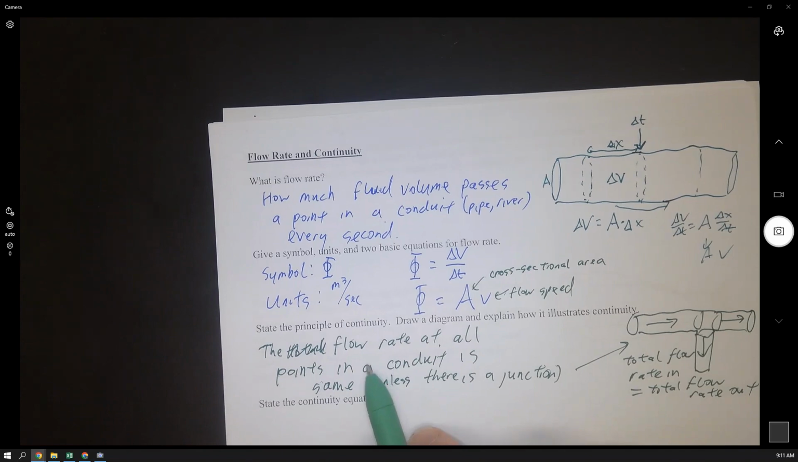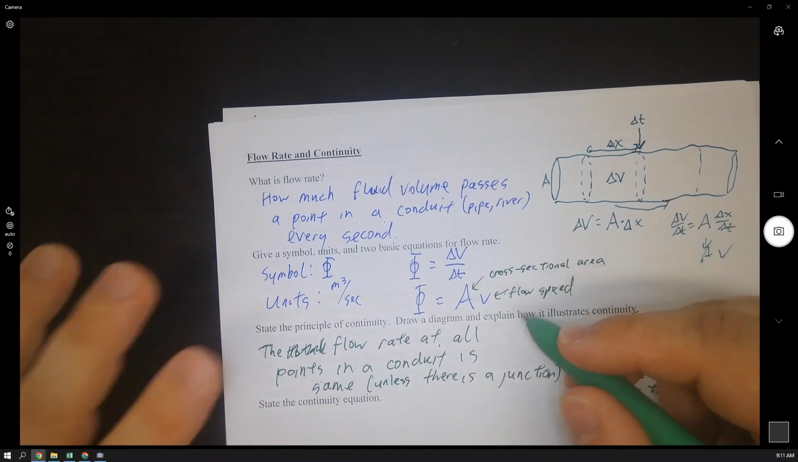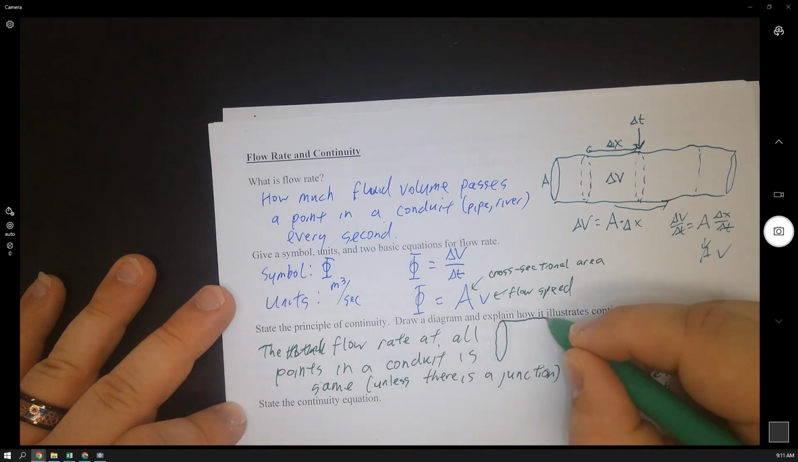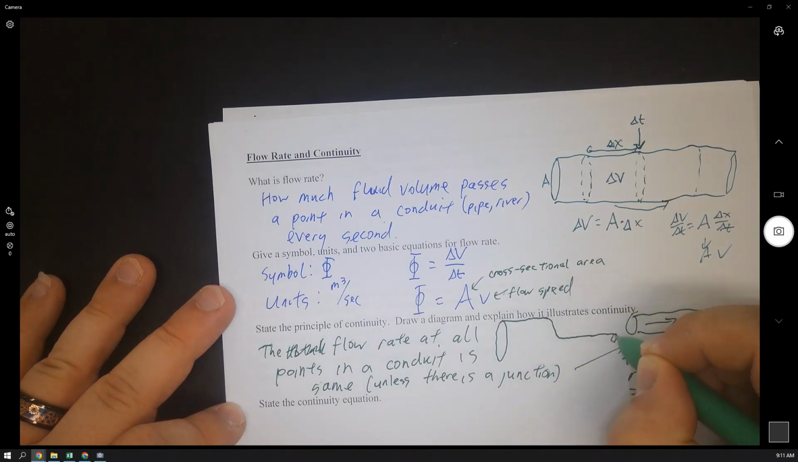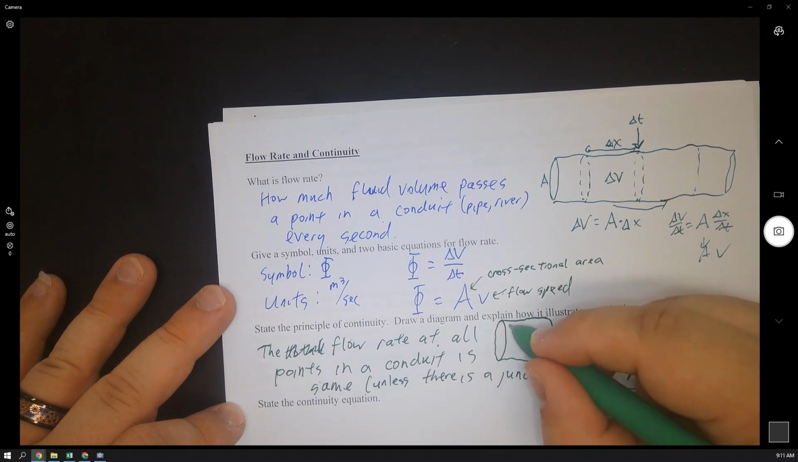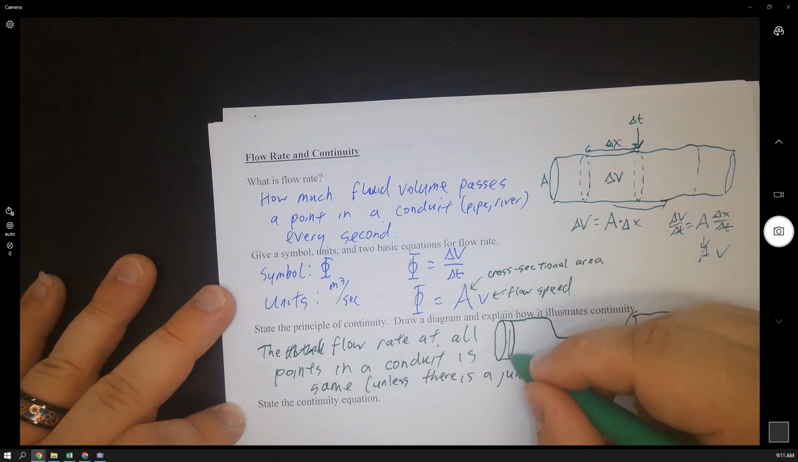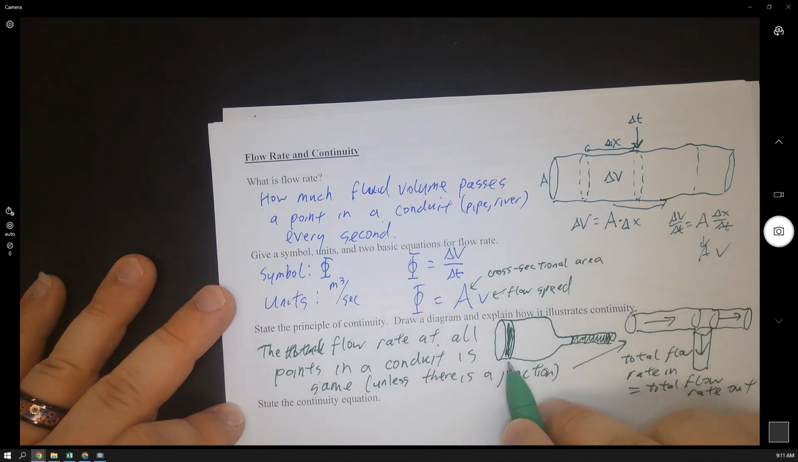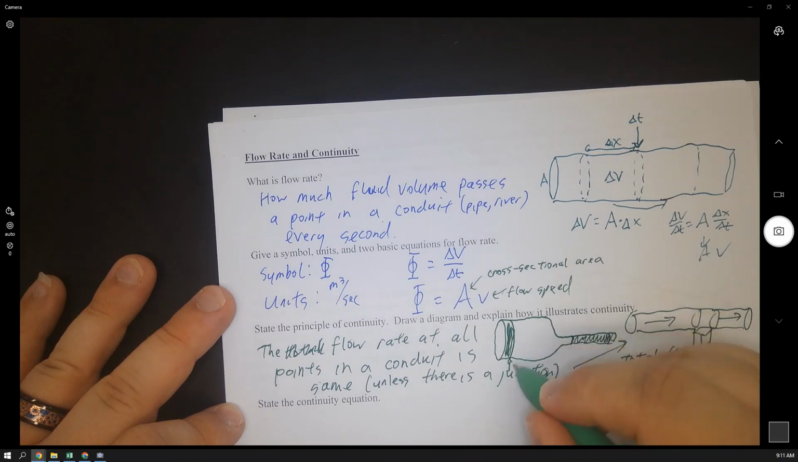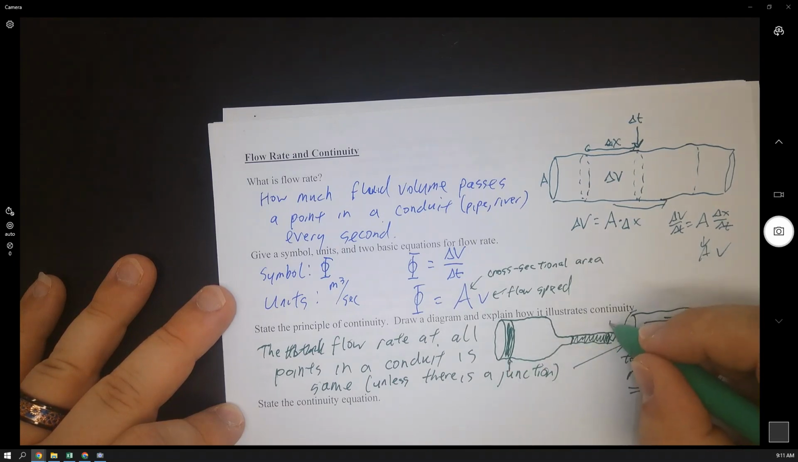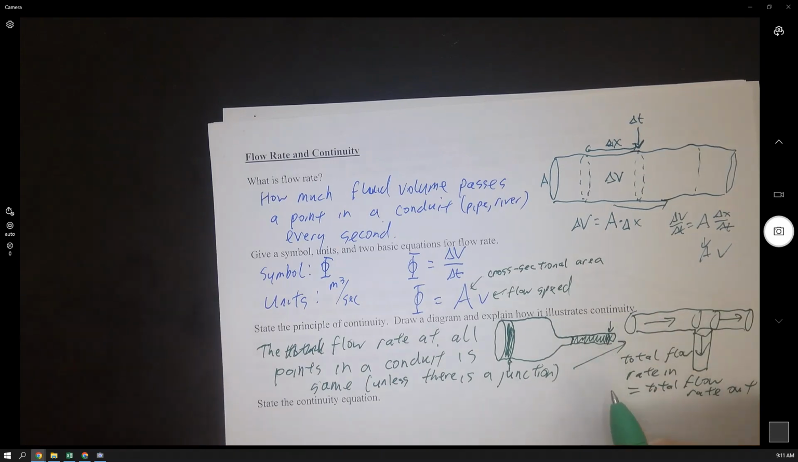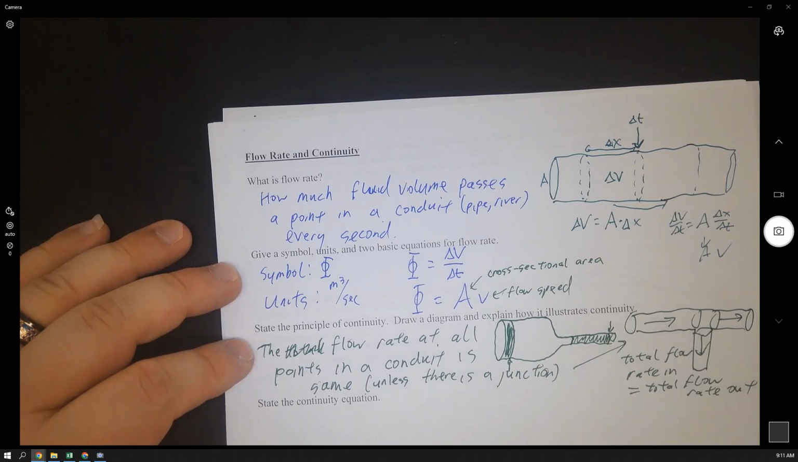Now, if there's no junction, then if you have a big area pipe and it tapers down to a small area pipe, then this cylinder right here might turn into this cylinder right here. That's the same volume. So this fluid passes that point in the same time that this same volume passes that point. That means that it has to go faster. The fluid speeds up when it goes into a smaller conduit. And so that's the continuity equation.